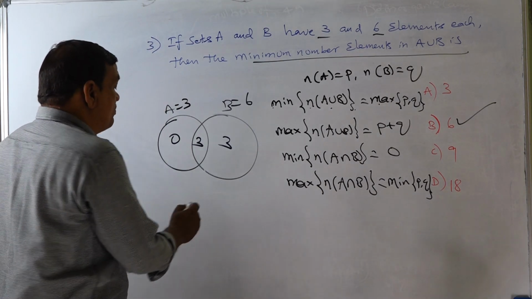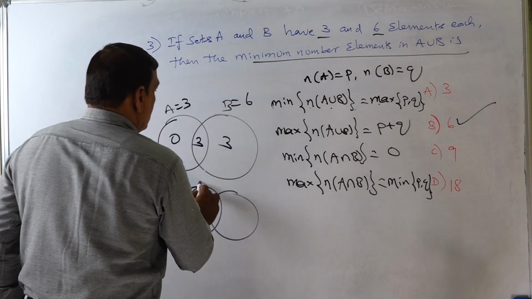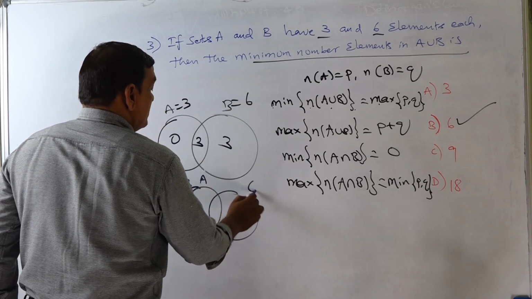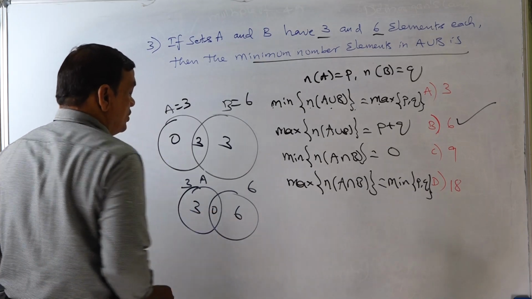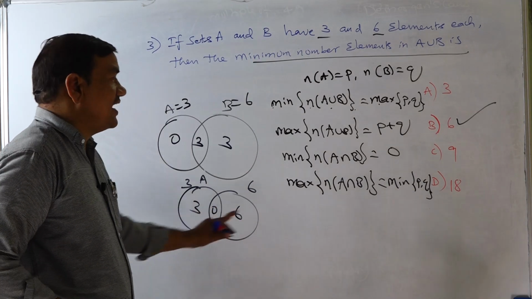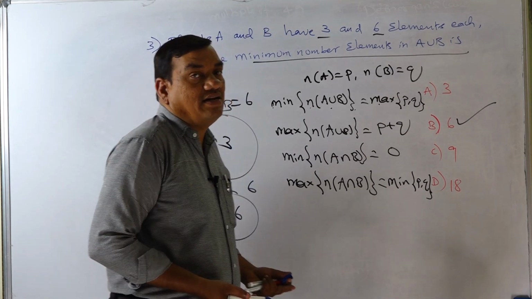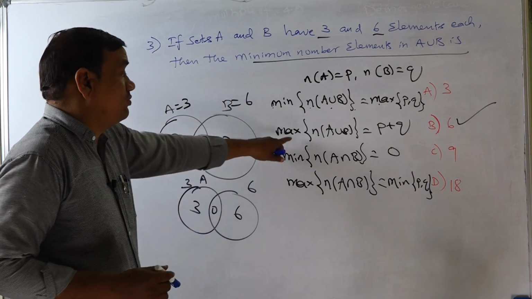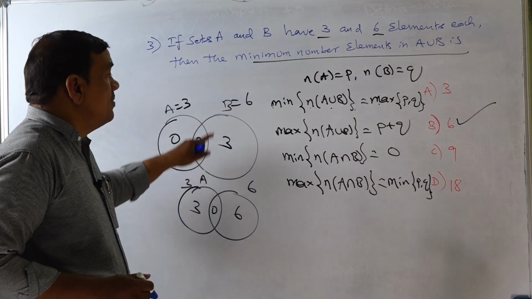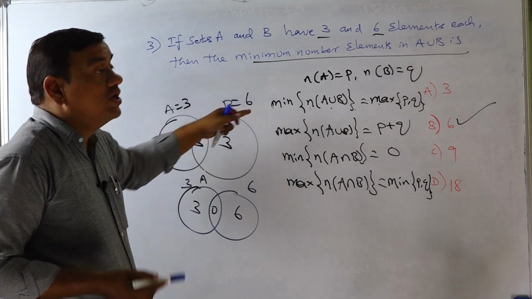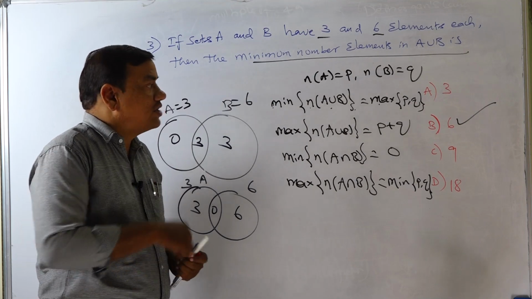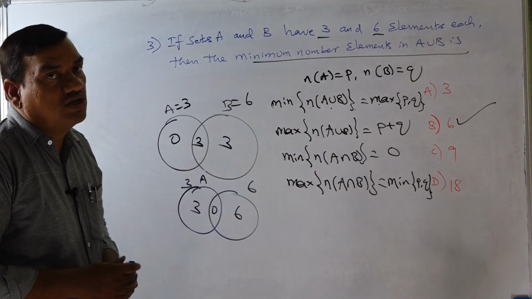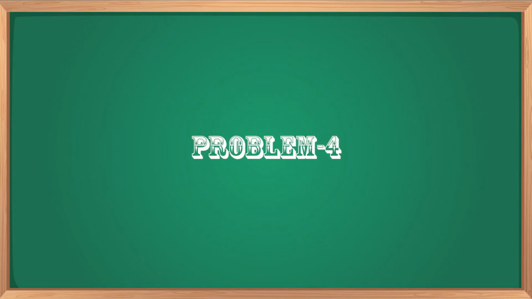What about the maximum? For the maximum, A has 3 elements and B has 6 elements. Here you can put 3 and here put 6, with 0 in the middle. 3 plus 0 plus 6 is 9. That means P plus Q, 9. 9 is your answer if the maximum is asked. If the minimum is asked, it is the maximum of P, Q. Understand this? I hope that you understand this solution. So let us go for the next problem.